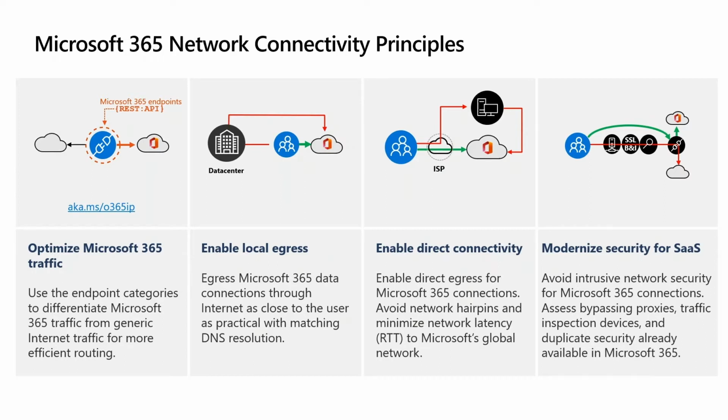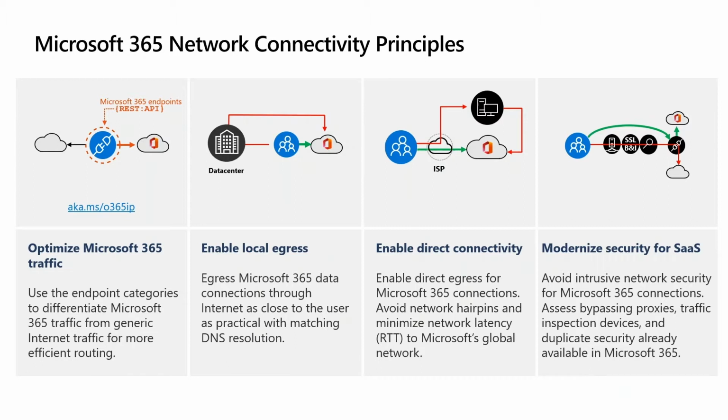And the four are optimizing your Microsoft 365 traffic. That's really about understanding the different categories of traffic that exist on your network that are being used for the Microsoft 365 workloads. It's being able to identify the different types of traffic and treat that traffic appropriately so that you can, again, provide that high quality experience.